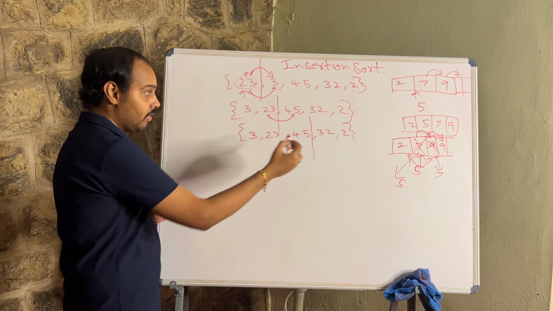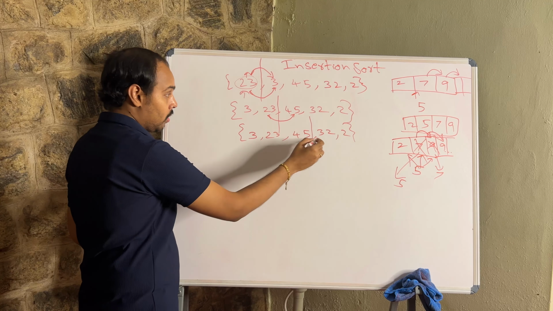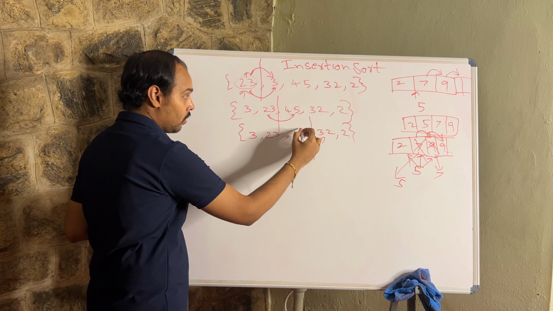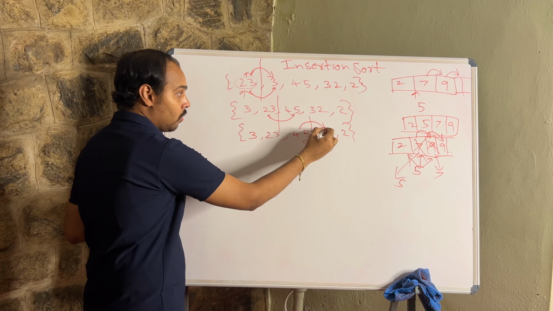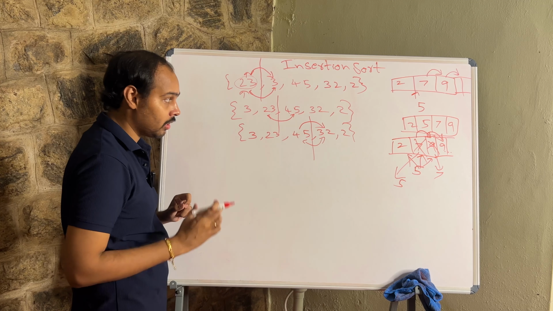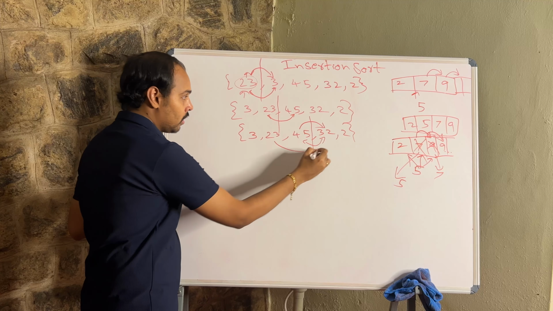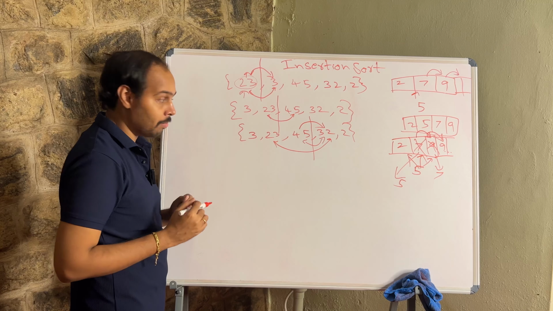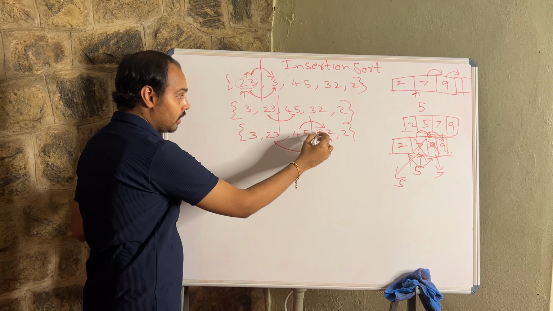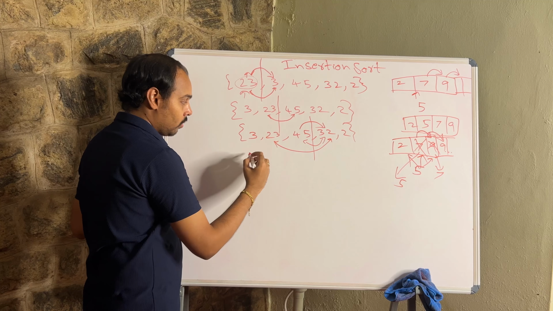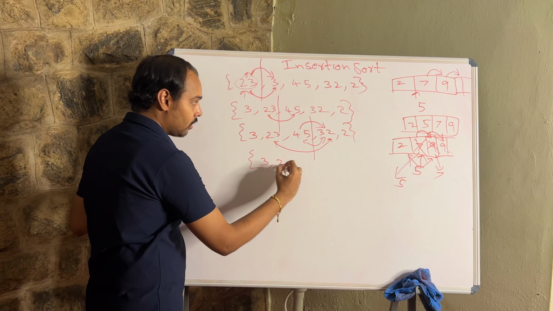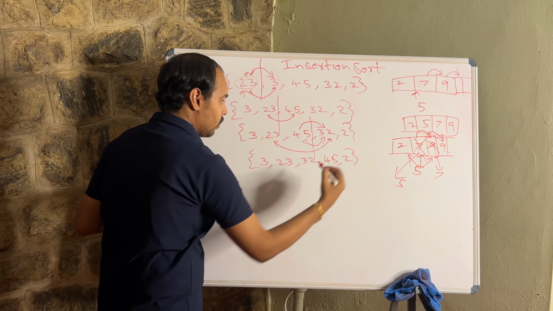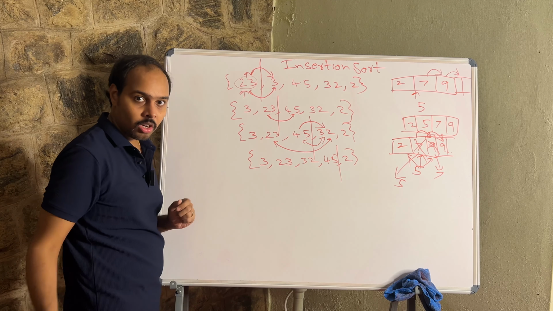Now in the next pass we compare 32 with 45. 32 is smaller, so we move 45 one place ahead to create space for 32. Now we compare 32 with 23. 23 is smaller, it's not bigger than 32, so we will insert it here. So the resulting array will look like 3, 23, 32, 45 and 2. Now we have 4 elements already sorted in this array.